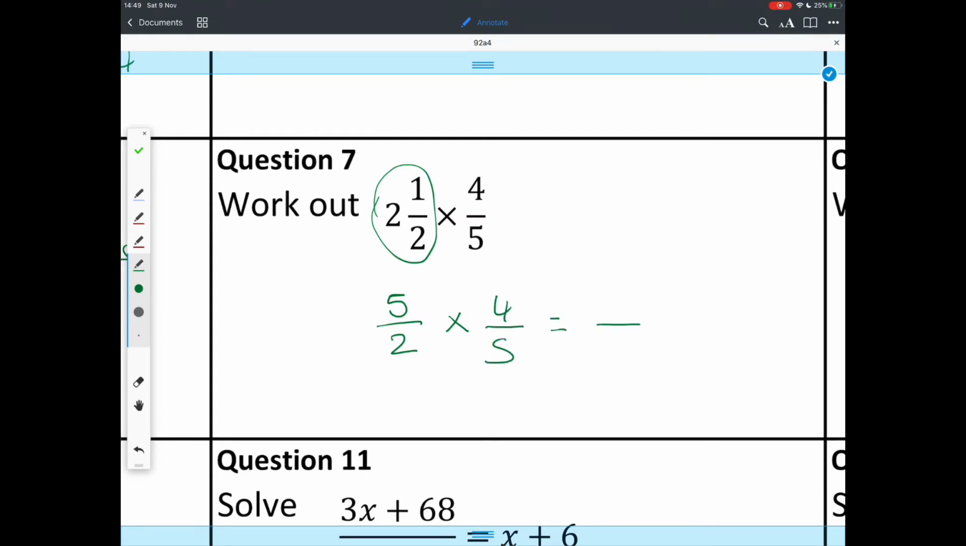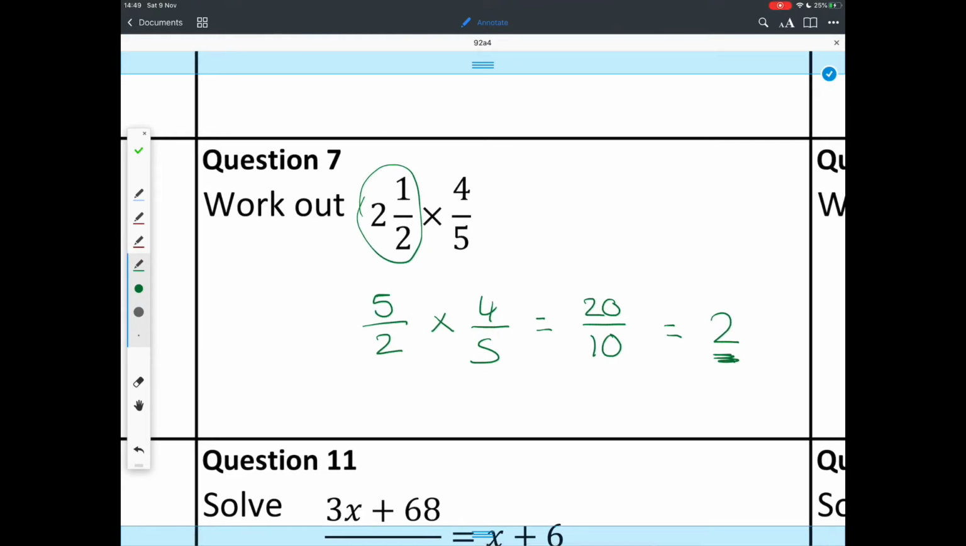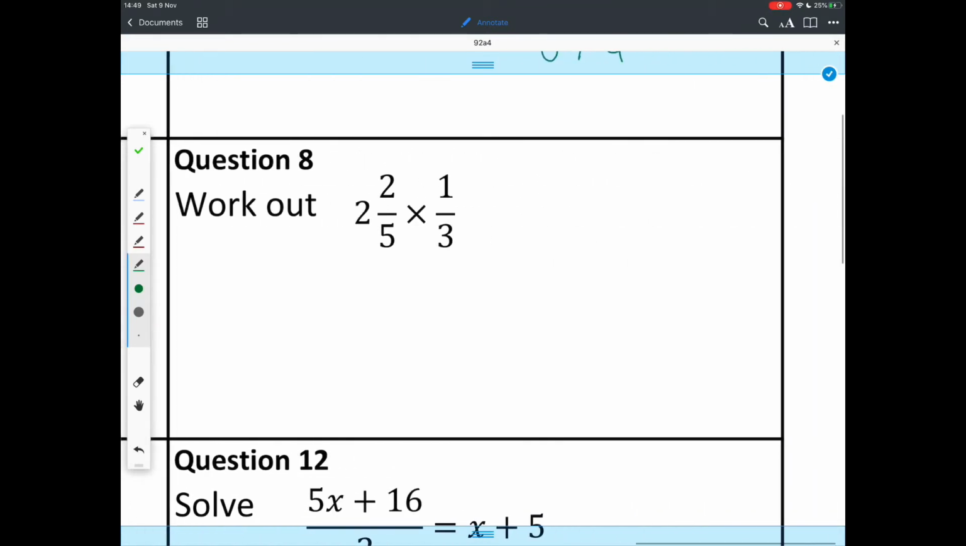When I look at that, I can then say 5 times 4 is 20, 2 times 5 is 10, and that simplifies to become 2. Okay, so quite a simple answer from what looked like quite a complex question.